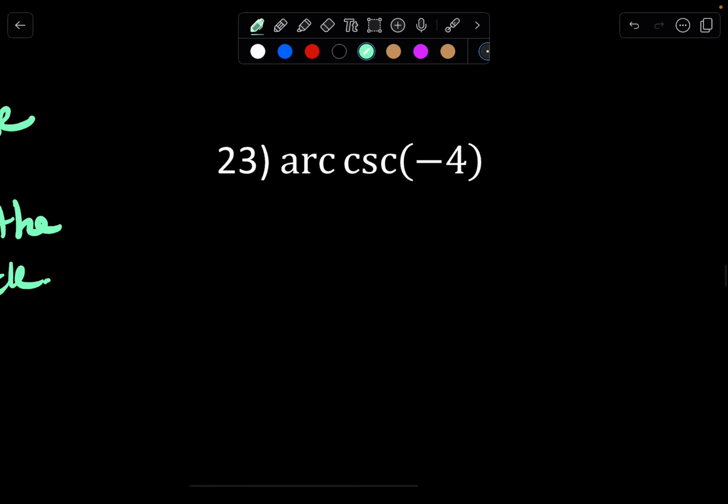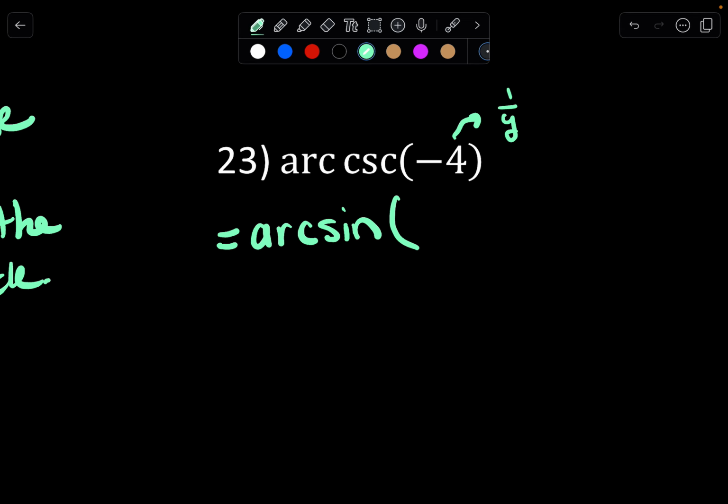All right, let's look at arc cosecant. So we have arc cosecant, and this is definitely a calculator question because this is technically 1/y on the unit circle, but there is no -4 on the unit circle unless we increase the radius, which when we do that, it's no longer a unit circle. So I'm going to switch to its reciprocal, sine. So if I reciprocate the inverse trig, I also have to reciprocate the input. So this is going to be a calculator question.